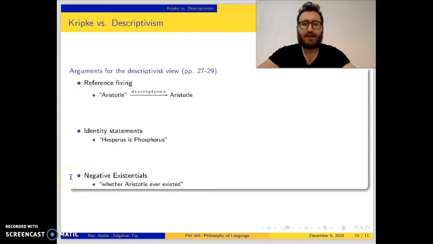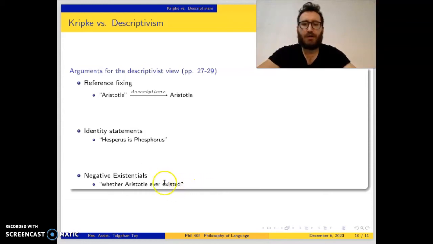And the last one is negative existentials. A negative existential is built from an existential statement, like Plato exists, or Pegasus exists, and negative means we have a negation there. It's like Pegasus does not exist. Consider Millian theory. If the proper name Pegasus is not associated with any descriptions, or in other words, if Pegasus does not have any connotation, then how can we say that Pegasus does not exist?